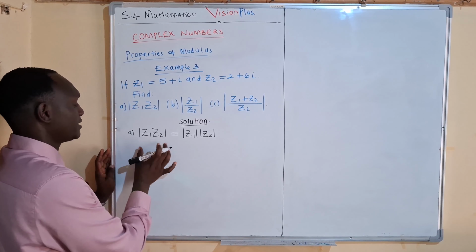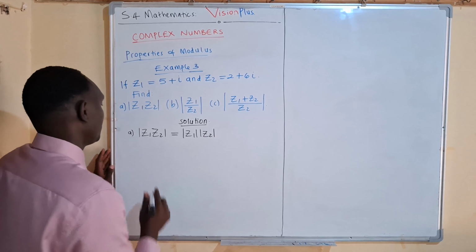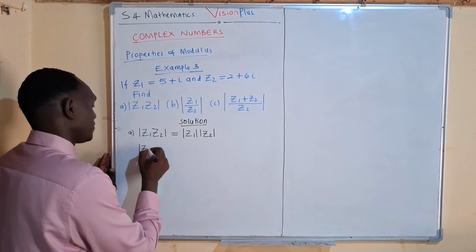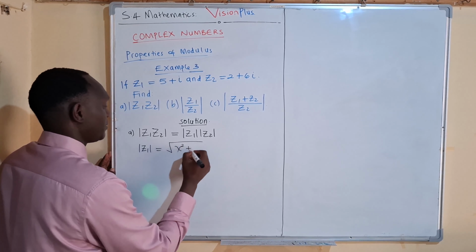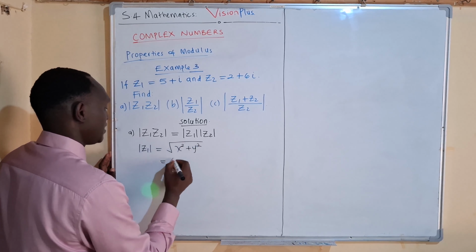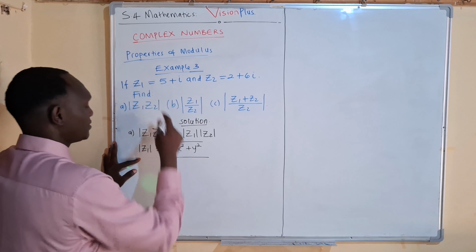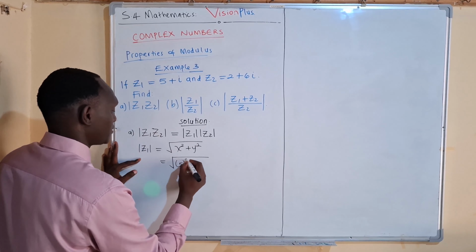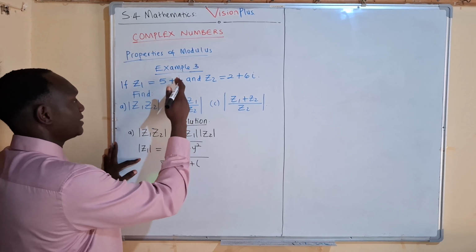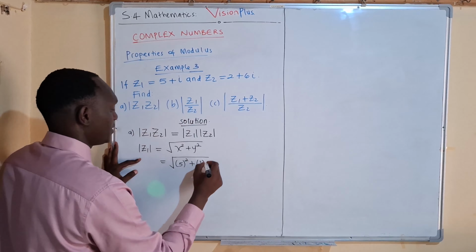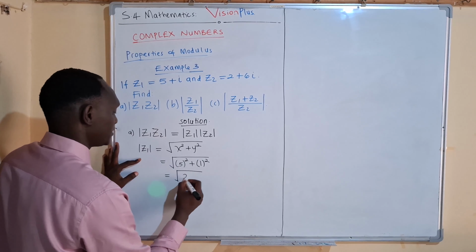So to apply the magnitude, we are saying the magnitude of the product is the same as the product of the magnitudes. So it needs us to first find the magnitude of z1, which is the square root of x squared plus y squared. For z1, x is the real part of the complex number, which is 5, but we are squaring it, plus y. Y is the coefficient of the imaginary part, which is 1, 1 squared. What is 5 squared? 25. 25 plus 1 is 26.